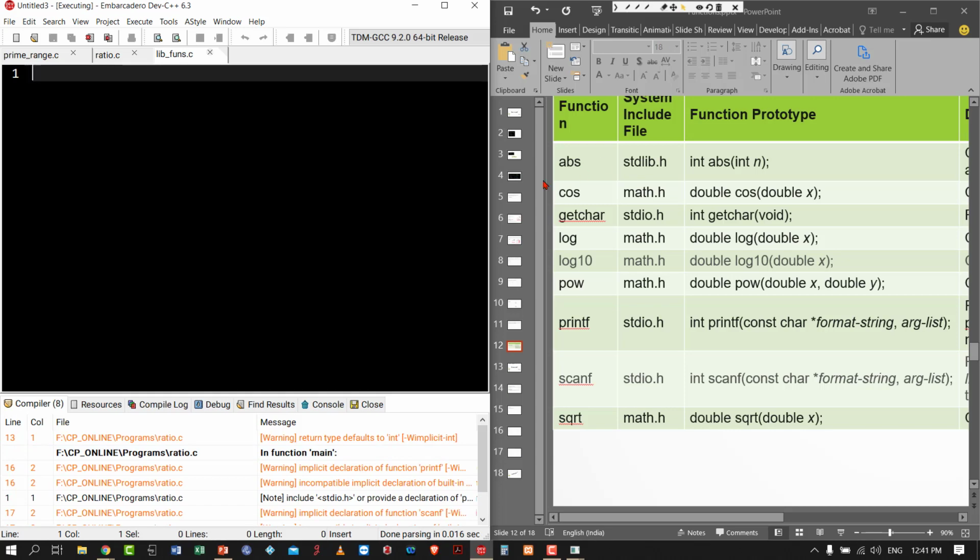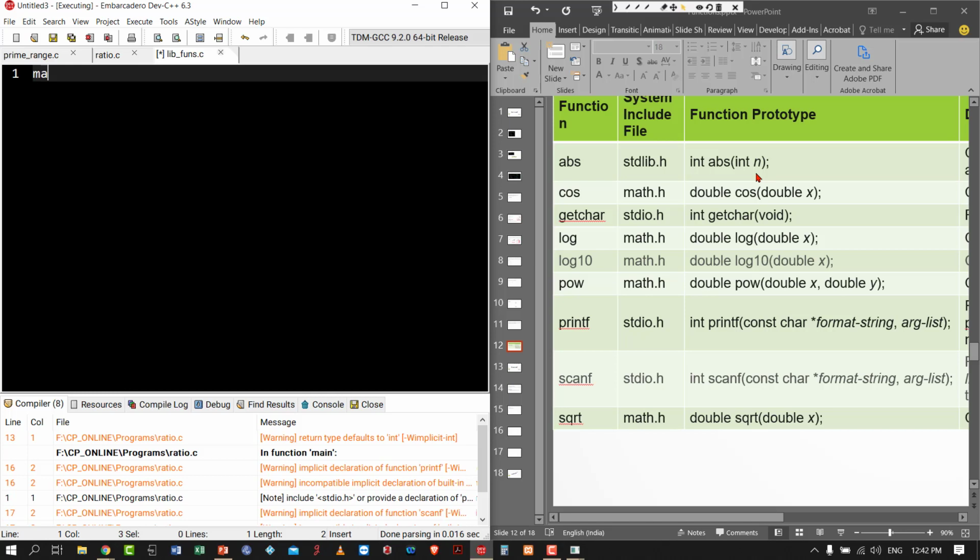Okay, first function is abs and its header file is stdlib. Stdlib is standard library. Its function prototype is int abs(int n). So we all know absolute. What is the meaning of absolute? Absolute of -5 means 5. Absolute of +5 means 5. So to find the absolute value of any quantity, we can use this function abs.